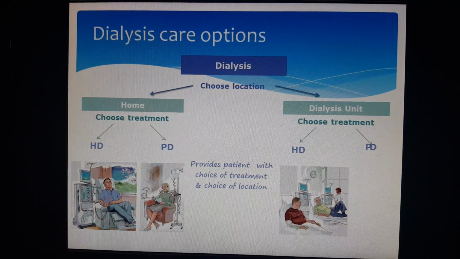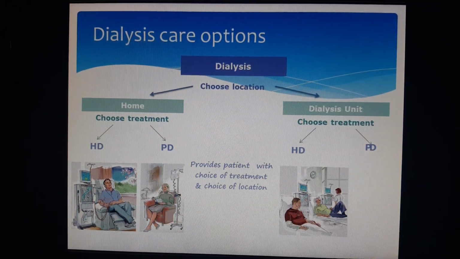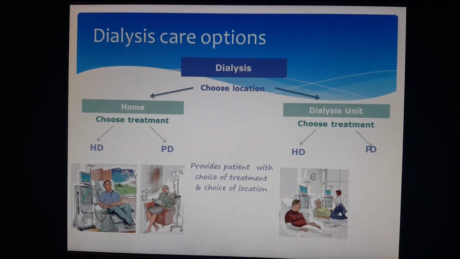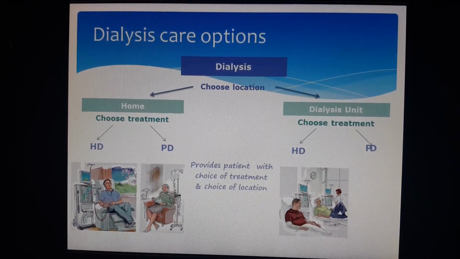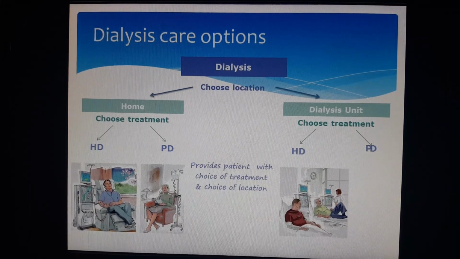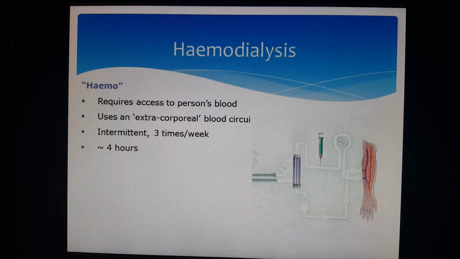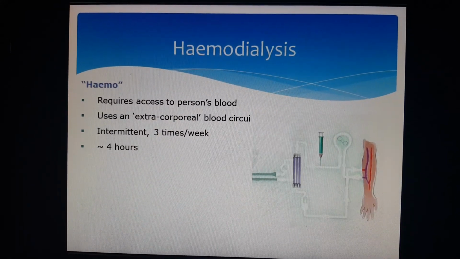For dialysis, the patient has an option to do hemodialysis or peritoneal dialysis, and they can choose to do it either at home or in a dialysis unit. The patients are provided with a choice of treatment and choice of location as well. Let's look at hemodialysis now.